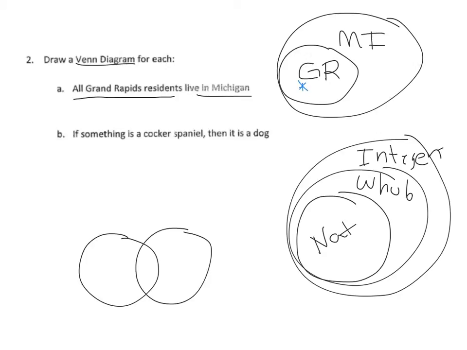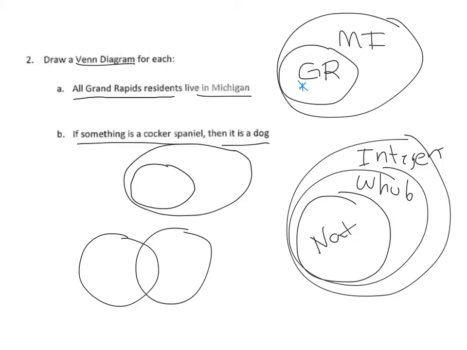The second one, if something is a Cocker Spaniel, then it is a dog. So all Cocker Spaniels are dogs. So the Cocker Spaniel needs to go on the inside, and the dog is on the outside. That's how you draw a Venn diagram. So if you notice the pattern, the if part is inside and the then part is on the outside.